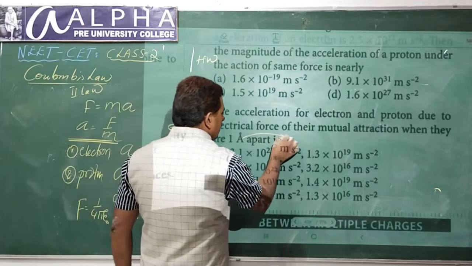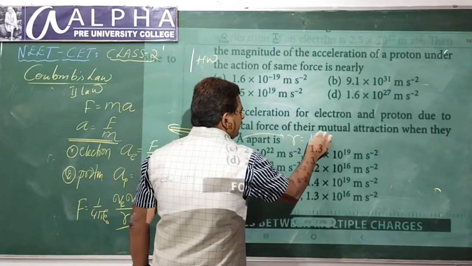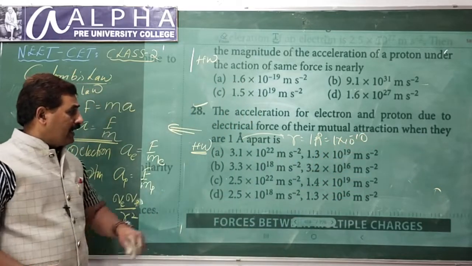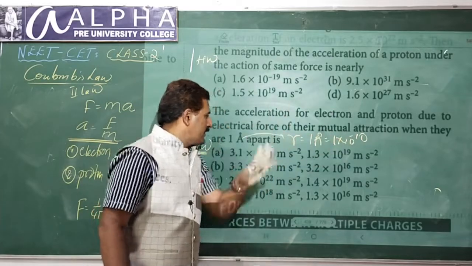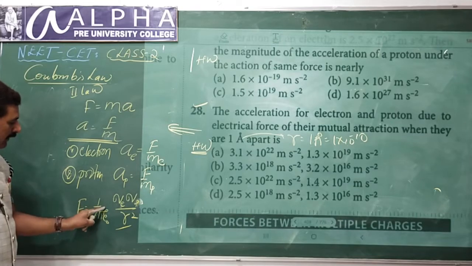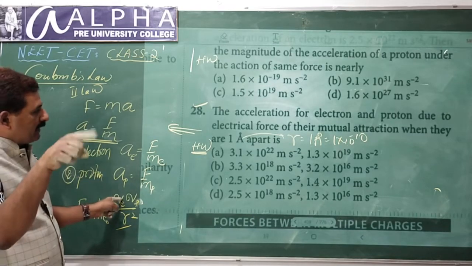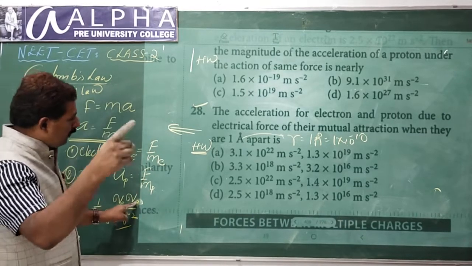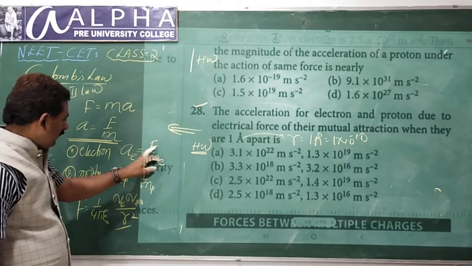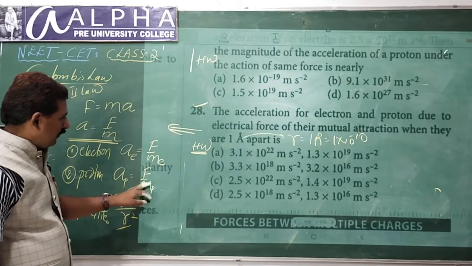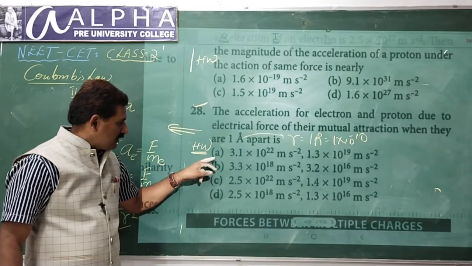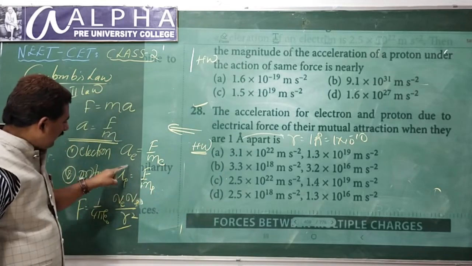What is 1 angstrom? 1 angstrom is 10 to the power minus 10 meters. So write 10 power minus 10 whole square. 9 times 10 power 9. Charge of electron 1.6 times 10 power minus 19. Proton 1.6 times 10 power minus 19. You get a value. Solve for a_e, solve for a_p. Find or search for the options after finding a_e and a_p.